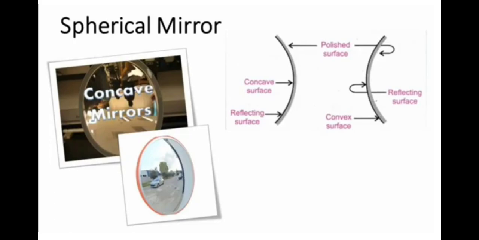In curved mirrors, the reflecting surface can be considered to form a part of the surface of a sphere. Such mirrors, whose reflecting surfaces are spherical, are called spherical mirrors. In some spherical mirrors, the reflecting surface is curved inwards, that is, it faces towards the center of the sphere. They are called concave mirrors. In some other mirrors, the reflecting surface is curved outwards. They are called convex mirrors.